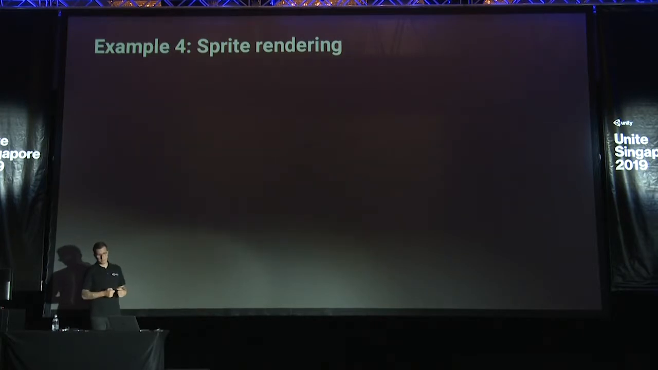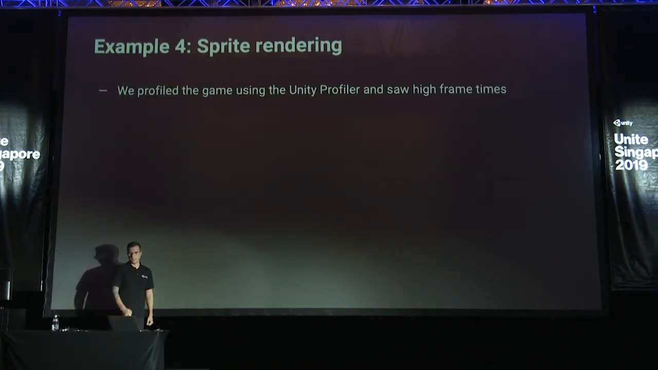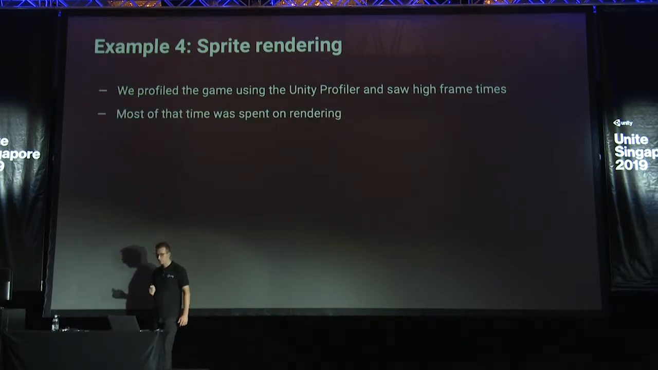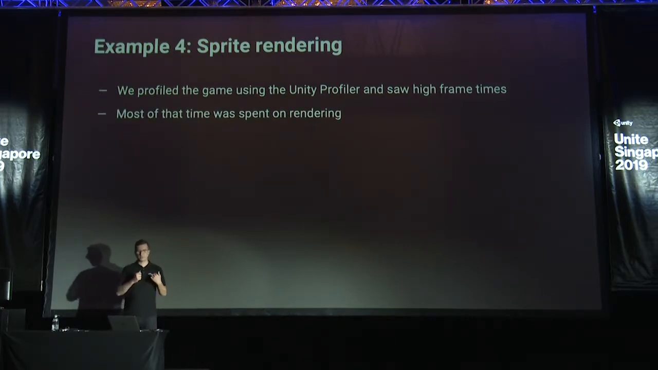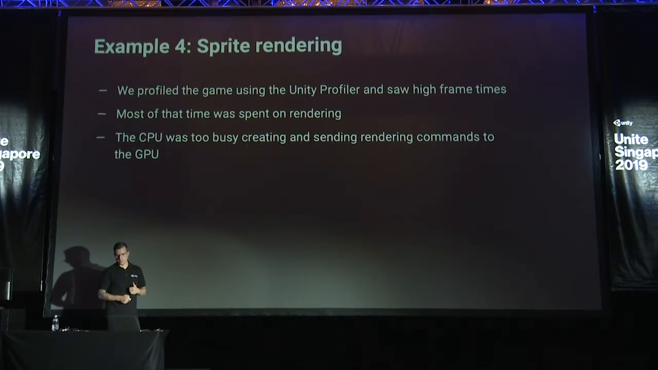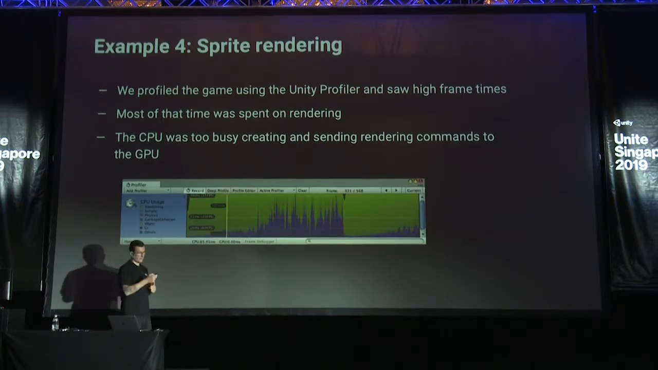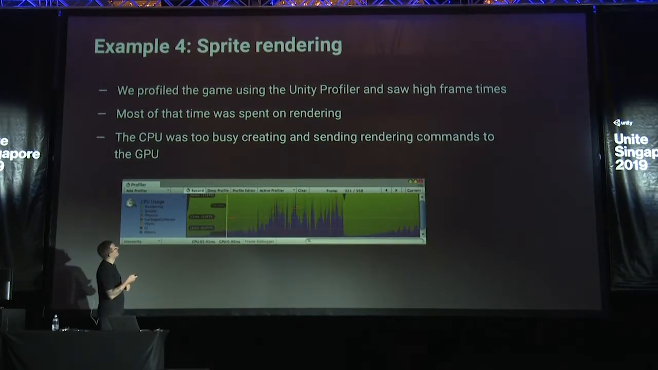And what was happening is that we profiled the game with the Unity profiler, and we saw that we actually spent quite a lot of time on rendering. And the CPU was really busy sending all the rendering commands, draw calls, to the GPU. And if you see this green color, it's connected to rendering. So basically all this time was spent on rendering, right?